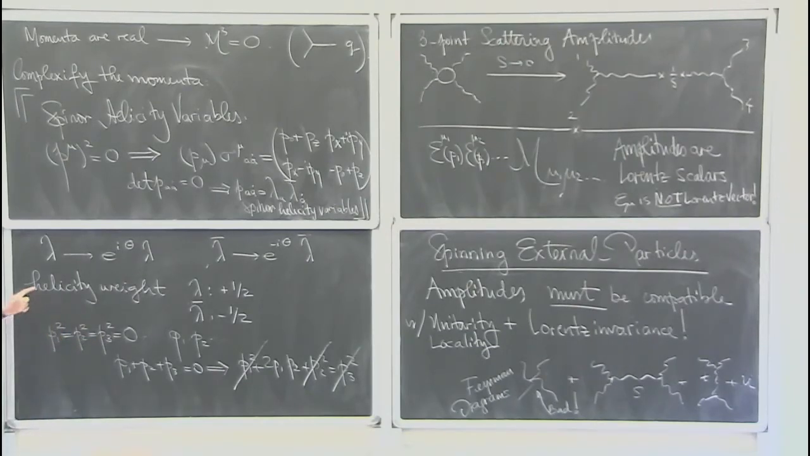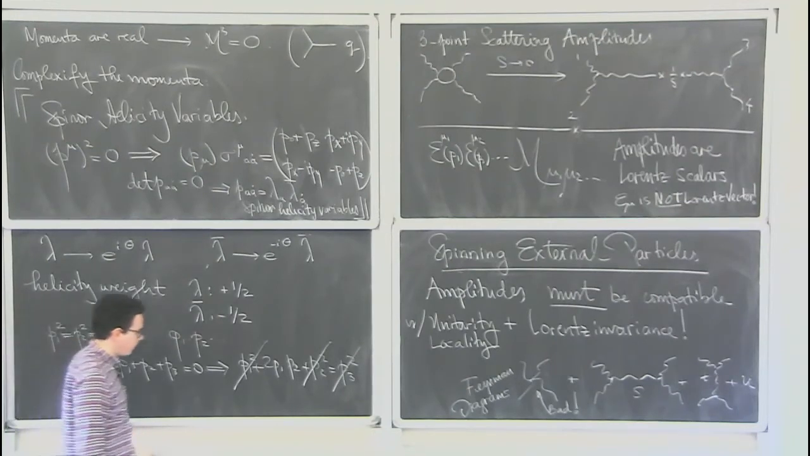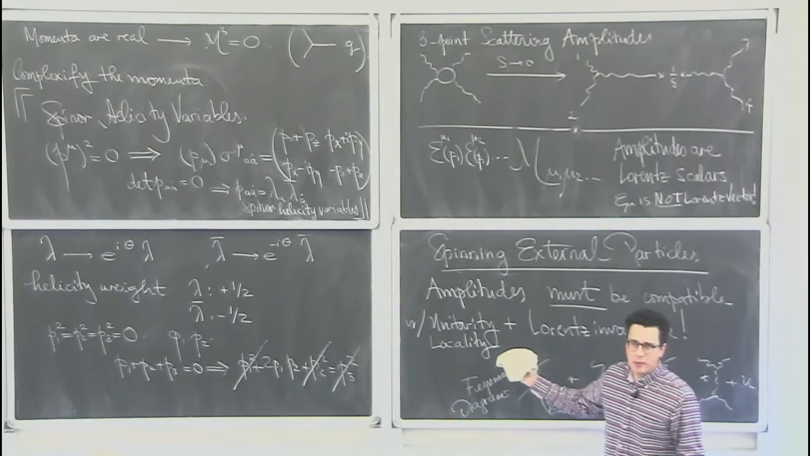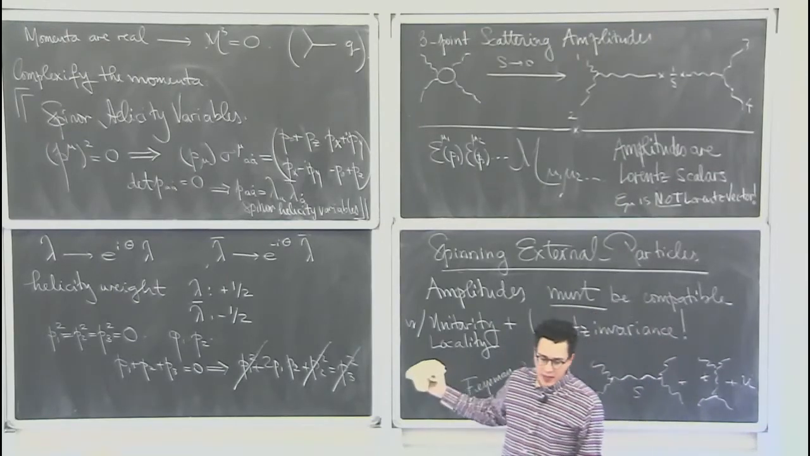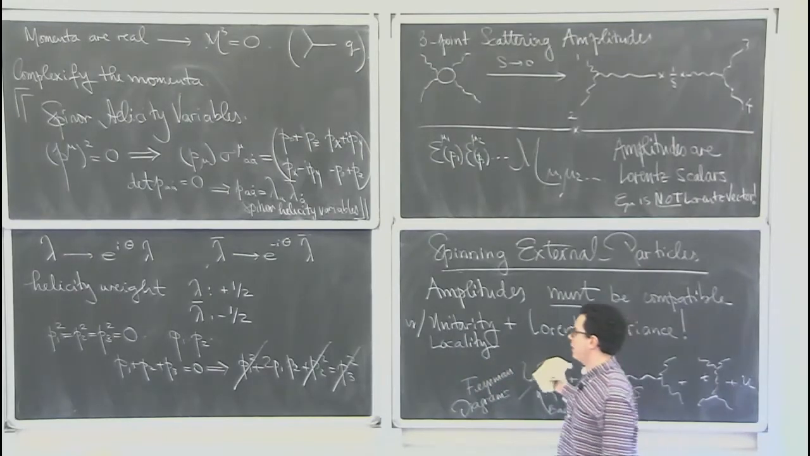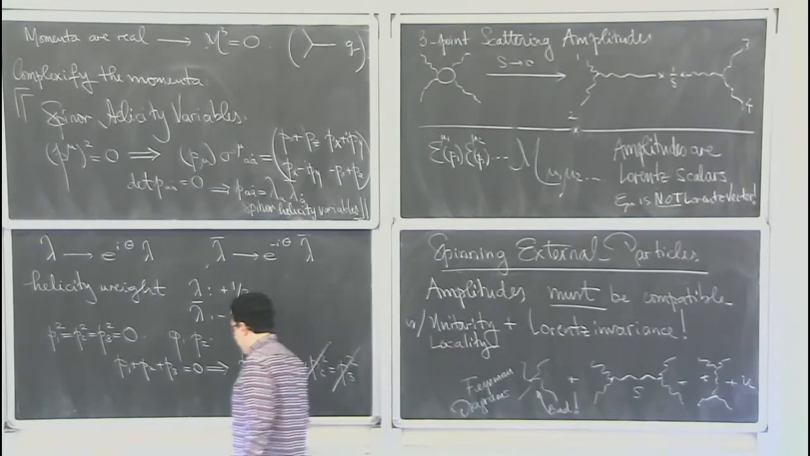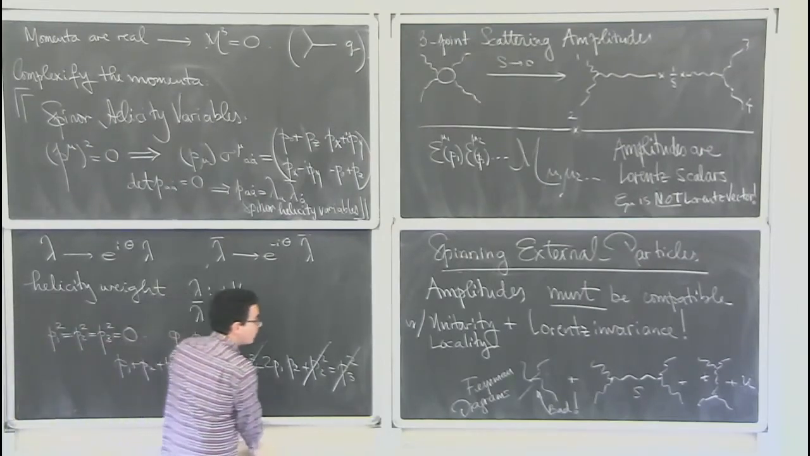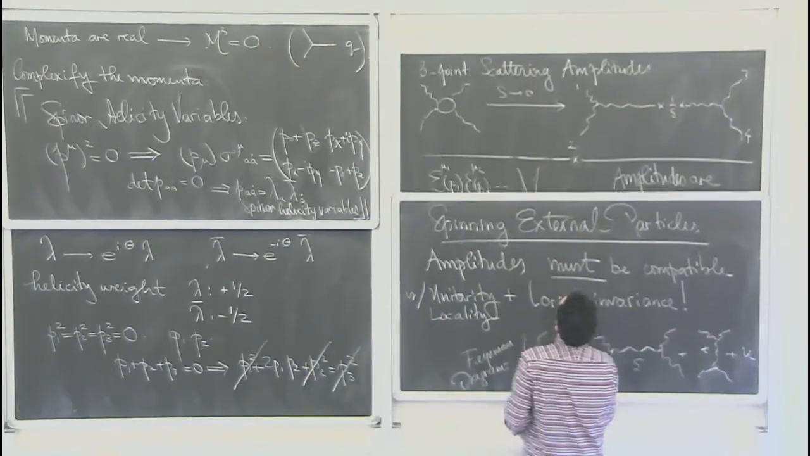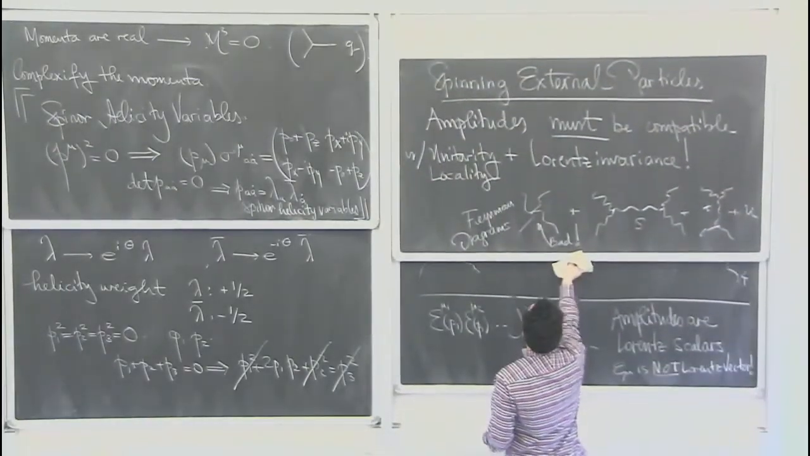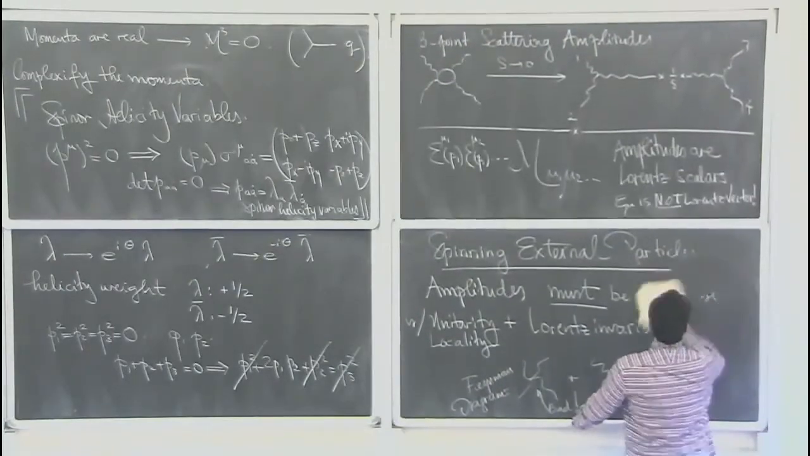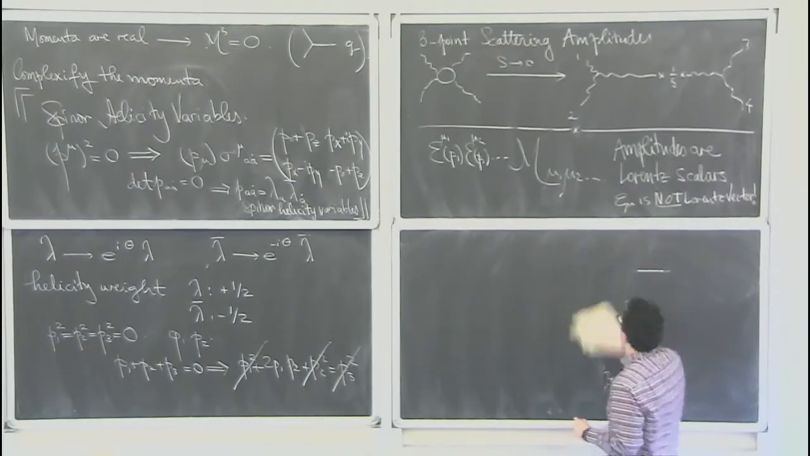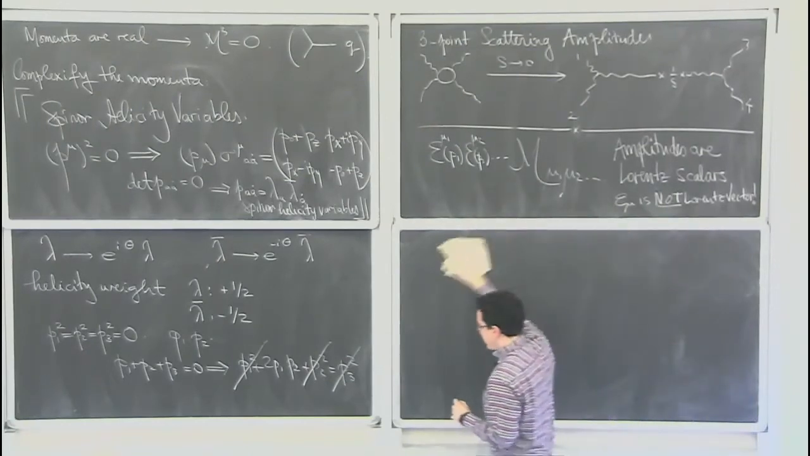But now these variables tell you that there is something else you can do. If you keep lambda and lambda bar independent from each other, there is still something that you can write down that is compatible with Lorentz symmetry and non-zero. So what is that thing?